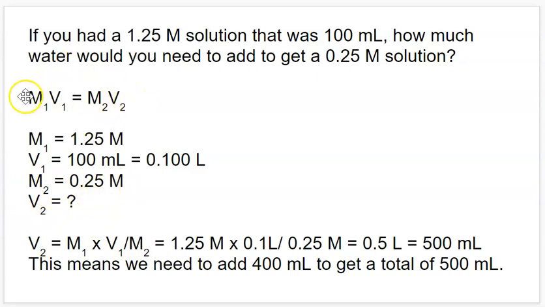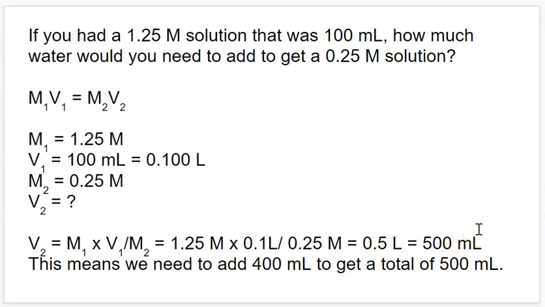So if I look at my equation, M1V1 is equal to M2V2, I want to solve for V2, so I can divide both sides by M2 to get there. Therefore, V2 is going to be equal to M1 times V1 over M2. So if I plug that all in, I get 1.25 molar times 0.1 liter divided by 0.25 molar. The molars cancel out, and I get units of liters. And then I'm going to get 0.5 liters as my final volume.